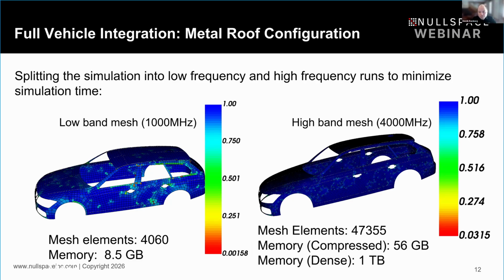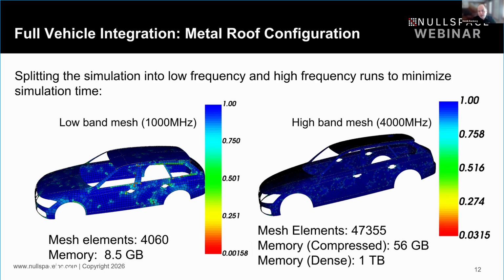Yeah. One more thing I want to point out here is that if you take your eyes just below the two cars, you can see that I've added some information about the mesh elements and memory consumption. Memory consumption is how much RAM gets consumed during the simulation process. So that means basically how big of a computer you really need to simulate something like this. On the low band, you can see that the memory consumption is only 8.5 gigabytes. And this is actually for the dense solver. So we are not kicking in the compression that I mentioned here on the right side.